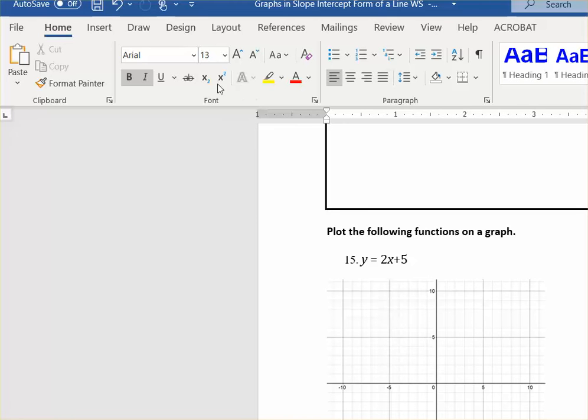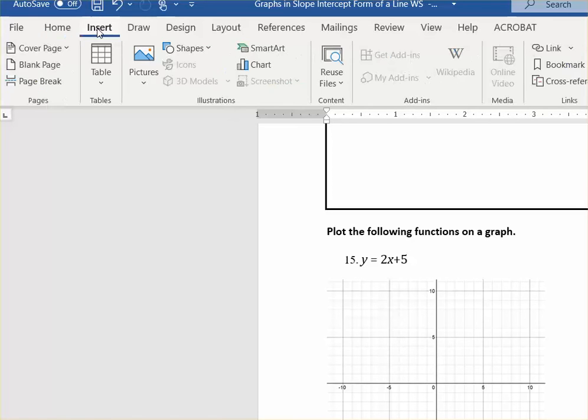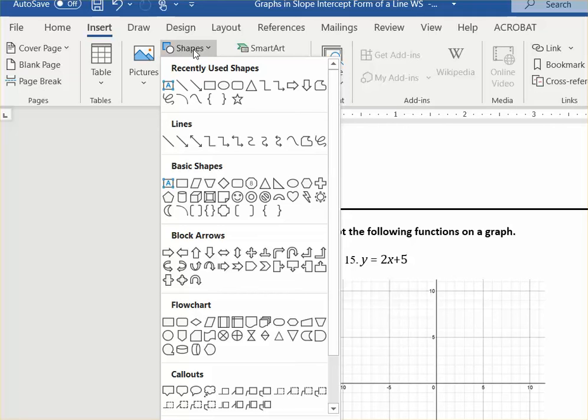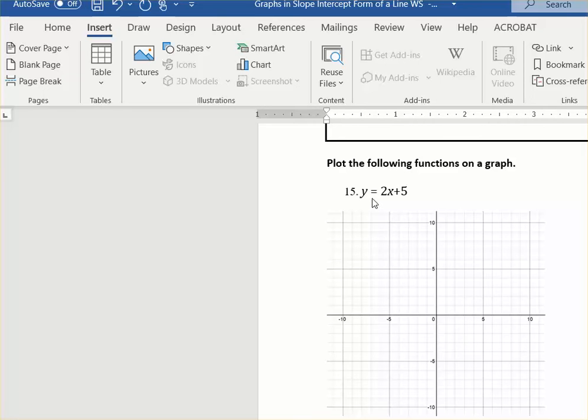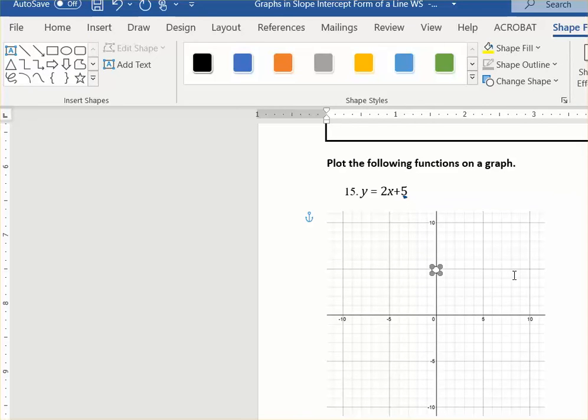All right, so I'm going to go to Insert, and then Shapes. And I'll get the point, the circle tool. It's not really a point, but it's a little circle. And the first thing I'm going to do is the y-intercept right here. I'm going to put a point at the y-axis right at 5. So that would be right on the y-axis at 5. And you can fill your point in if you want, or you can just leave it as an open circle.